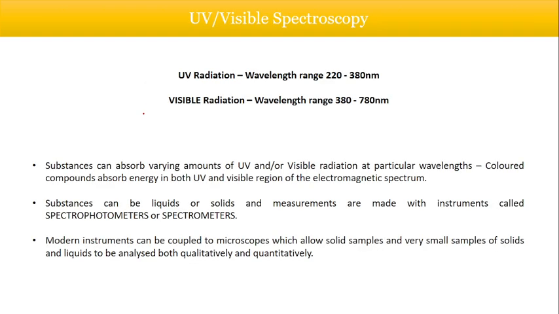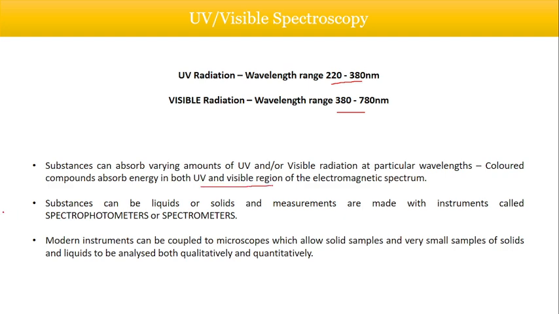Now, what is UV visible spectroscopy? So UV radiation has a wavelength range of 220 to 380 nanometer. So we need to keep in mind this range of wavelengths because this would be important and there might be a few short questions on this. And the visible radiation wavelength lies between 380 to 780 nanometer. So the substances can absorb varying amounts of UV or visible radiation at any particular wavelength. So the colored compounds absorb energy in both the UV and the visible region of the electromagnetic spectrum.